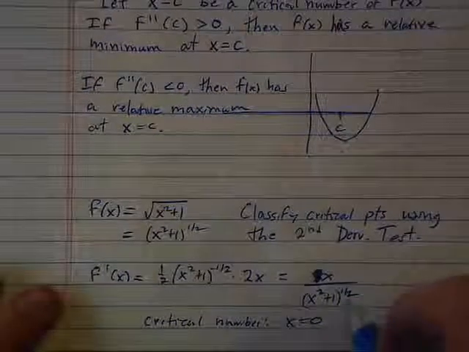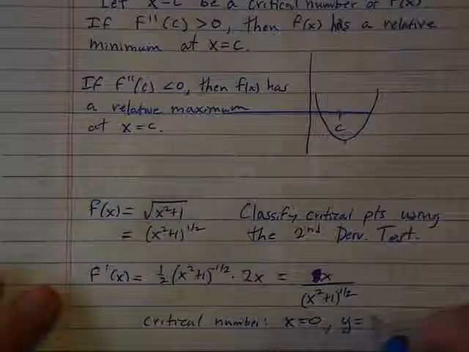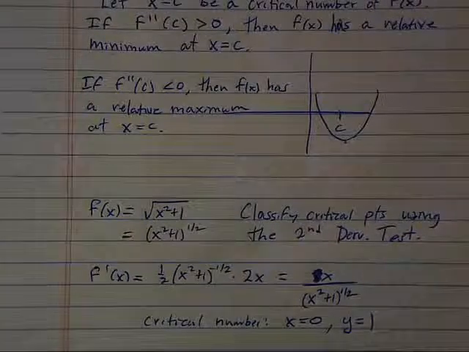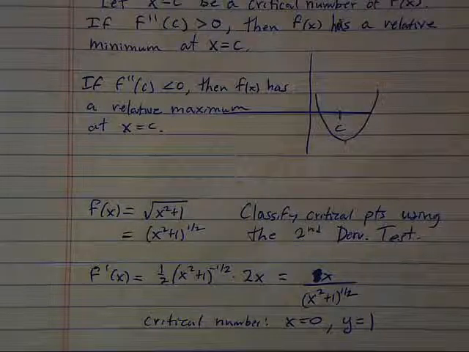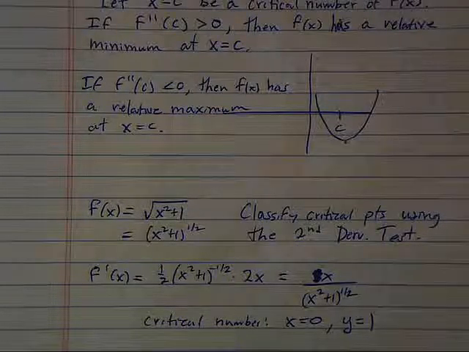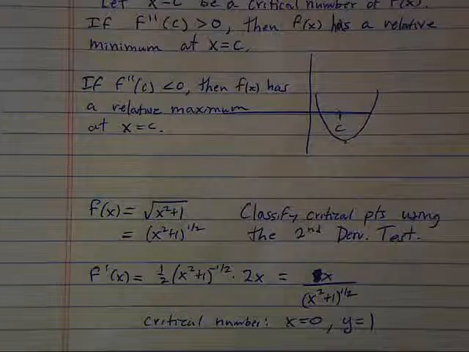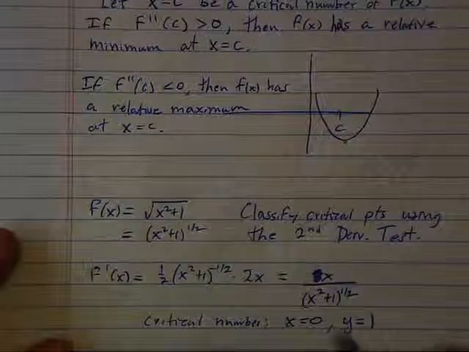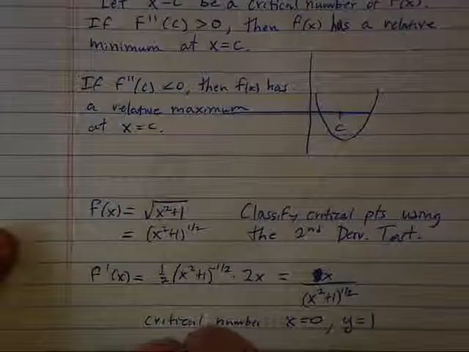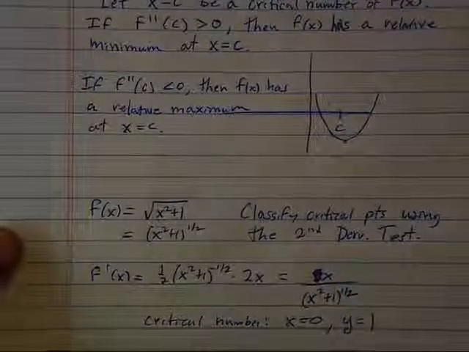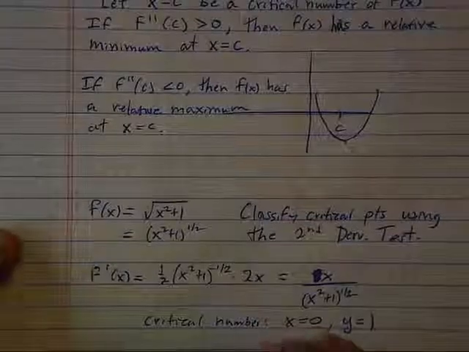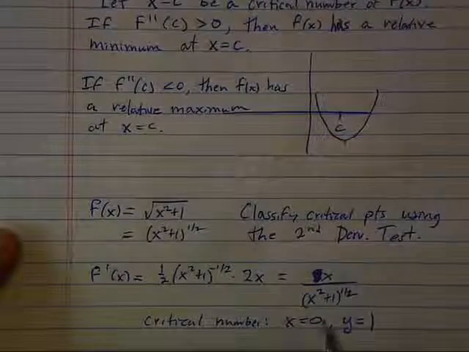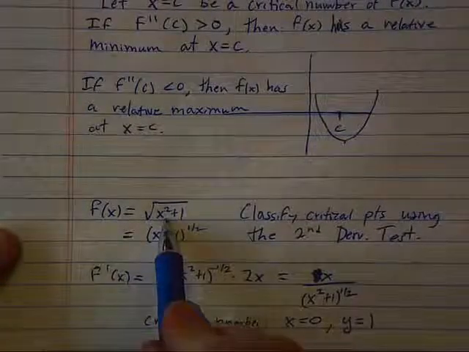Well, if x is 0, I can plug that in right away, and I can tell you y is 1, correct? Now, what I want to know is the point 0, 1. Is it a minimum or is it a maximum? And this time I'm told very specifically, use the second derivative test. So I need to find the second derivative. F double prime of x is the bottom, x squared plus 1 to the 1/2. Why is y 1? Because I took 0 and I plugged it into my original function.